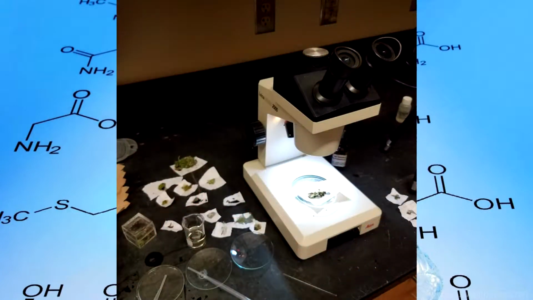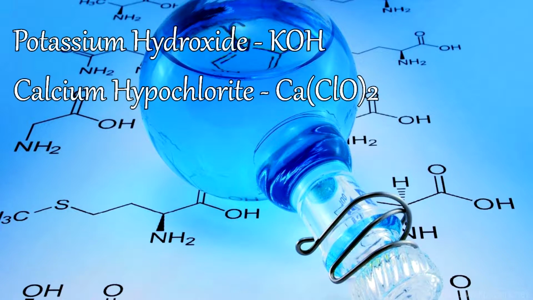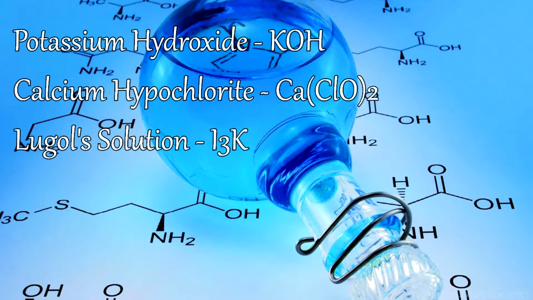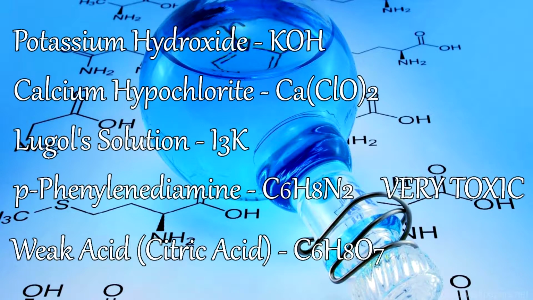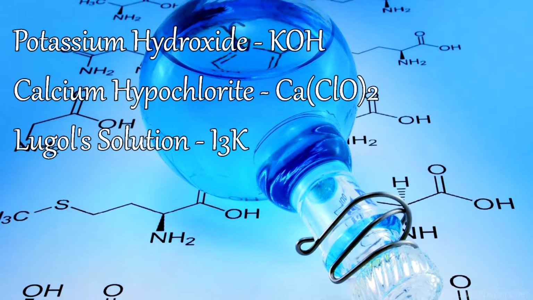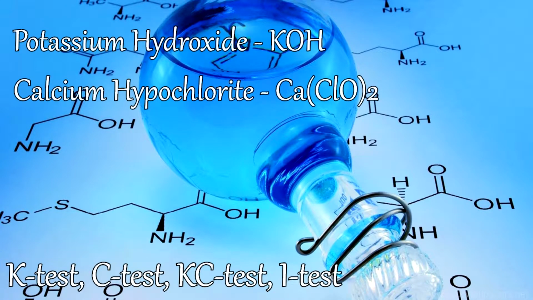Chemical testing is done by mycologists to help identify lichens through a color reaction. The common chemicals used for testing are potassium hydroxide, calcium hypochlorite found in bleach, iodine from Lugol's solution, paraphenylenediamine, and any weak acid, such as lemon juice. I decided to try out the K test, the C test, the KC test, and the I test on certain lichens. The KC test is a combination of the K test and the C test, where bleach is followed up after a drop of potassium hydroxide.